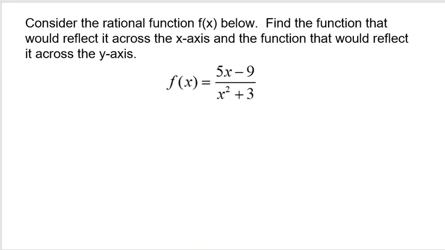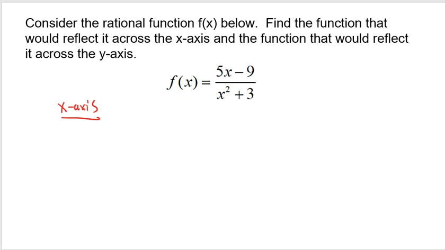All right, let's do an example working with reflections. This is actually a pretty good one, and it's actually also a really easy one. So consider the rational function f of x below, 5x minus 9 divided by x squared plus 3. Let's find the function that would reflect it across the x-axis, and let's find the function that would reflect it across the y-axis. So imagine if I were to graph this, and I wanted to take the graph, and I wanted to reflect it across the x-axis.